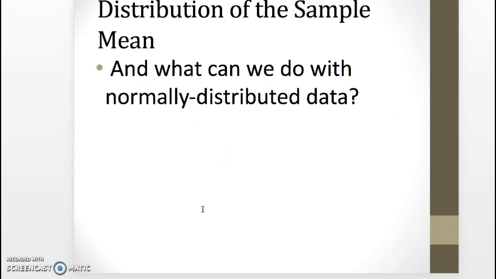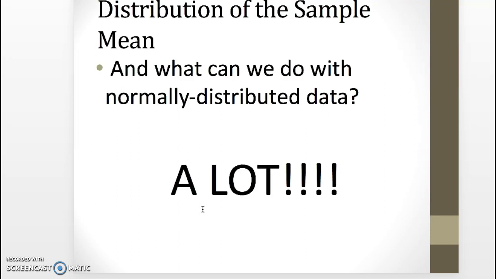The big point is, what can we do with normally distributed data? A whole lot. We can use StatCrunch specifically, but then we're also going to be able to use inference methods based on a normal curve to create confidence intervals and then do hypothesis testing in later chapters. So we're going to see these conditions again and again in our next chapters.